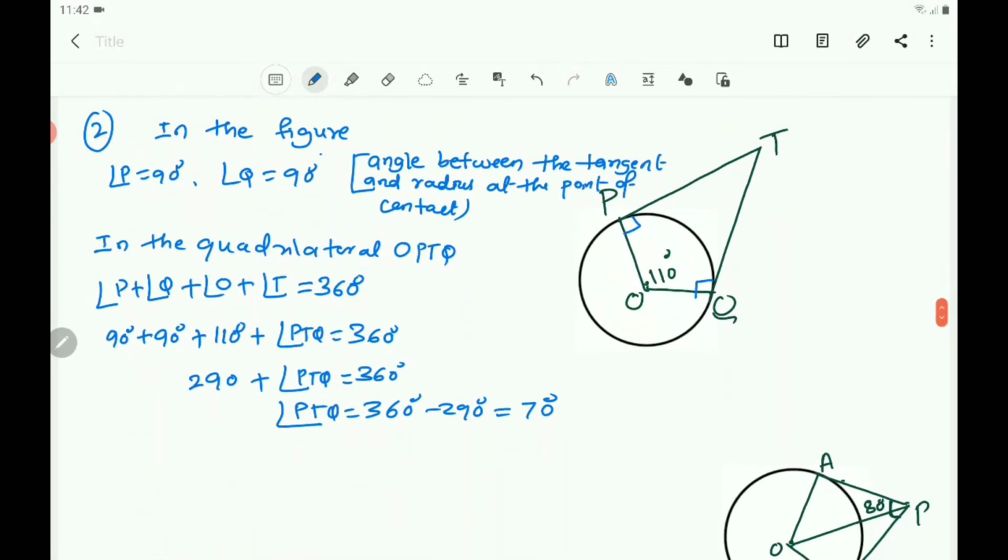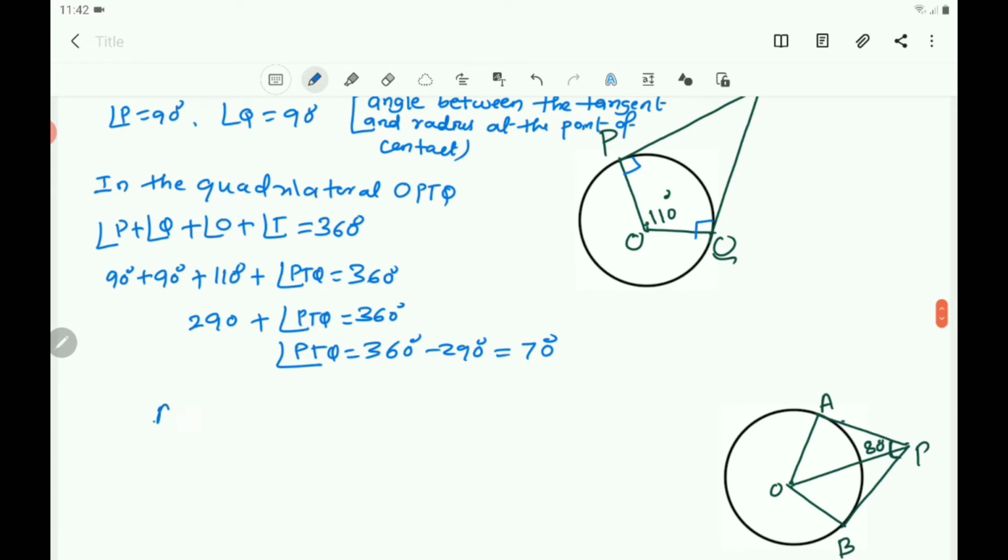Option B is the answer. Therefore, you write the answer is option B, that is 70 degree. In this way, the answer is justified.